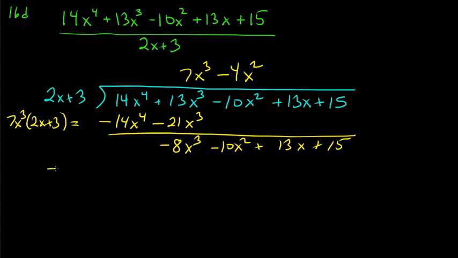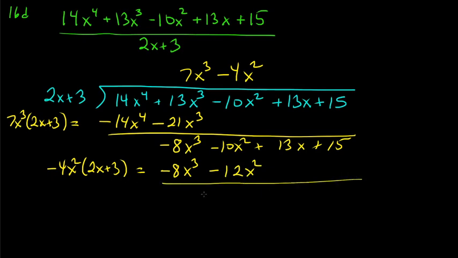Okay, so multiply the negative 4x squared times the same divisor, 2x plus 3. That'll give us negative 8x cubed minus 12x squared. Oops, let's try that again. All right, flip the signs. They're both negative, so make them both positive. Flip the signs in the bottom row, right? And so we get 0x cubed plus 2x squared, right? Still plus 13x plus 15.